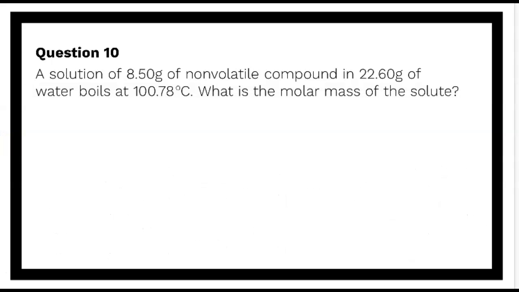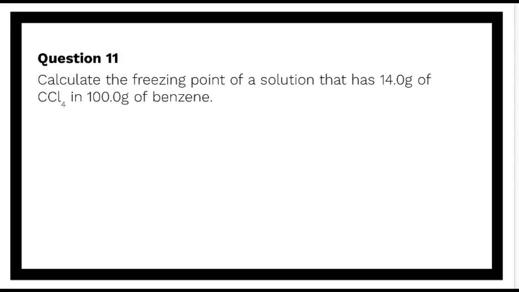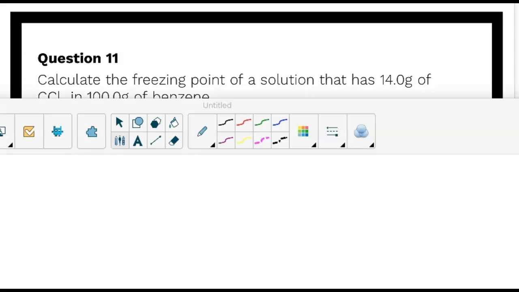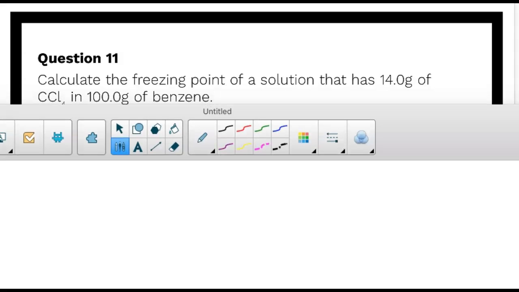Next problem, question 11. Hopefully you guys tried it. So again, we're going to start with our formula. In this case, it says calculate the freezing point. So what that means is that we're going to use delta TF equals KF times M. And we have to ask ourselves, what are we looking for? We're looking for the freezing point of a solution.